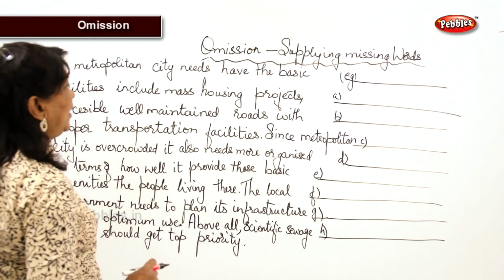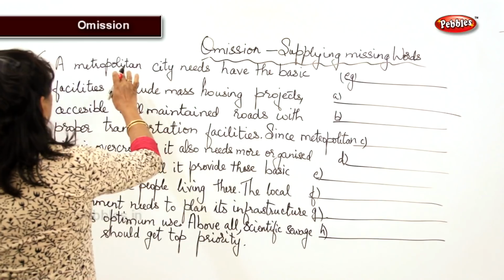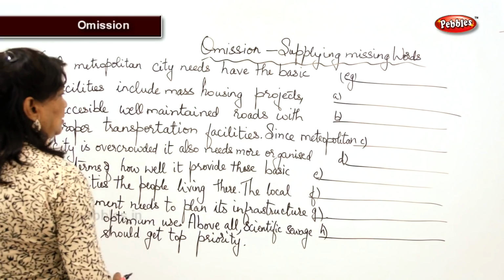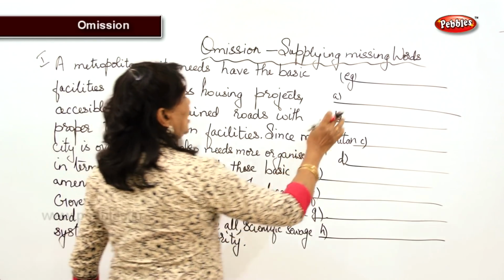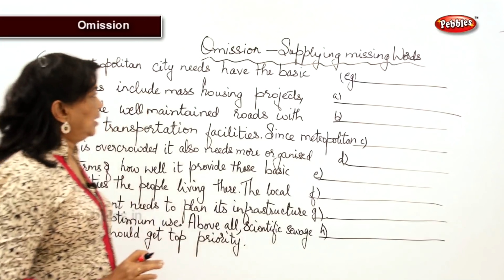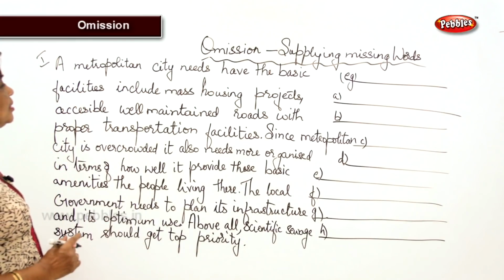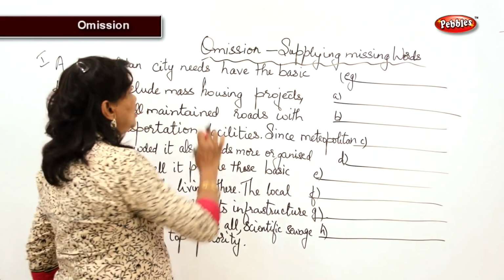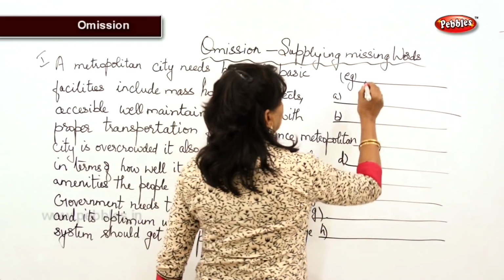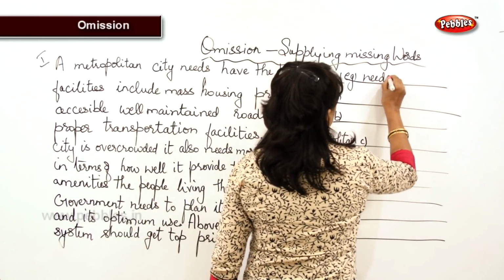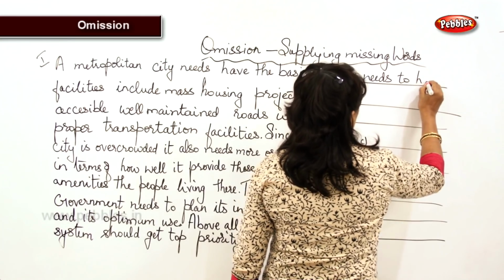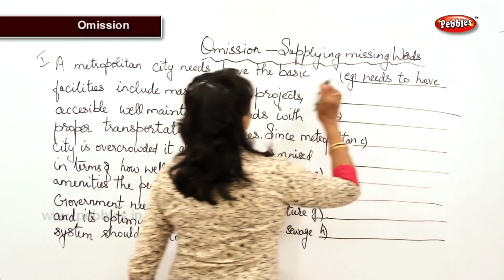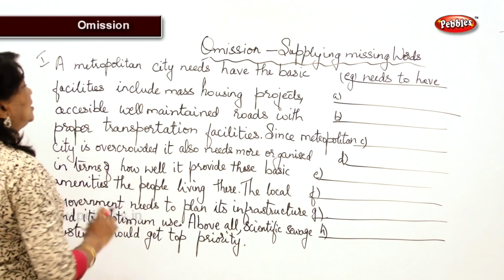Okay, now how many lines do we have? 1, 2, 3, 4, 5, 6, 7, 8, 9. Nine lines, 9 blanks. And the first one, I'll do it for you. A metropolitan city needs, here one word is missing, to have. So I'll write here, needs to have. Needs to have the basic facilities.